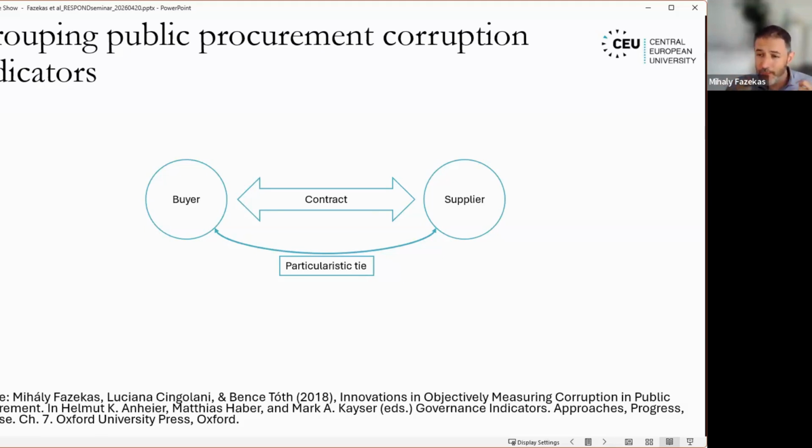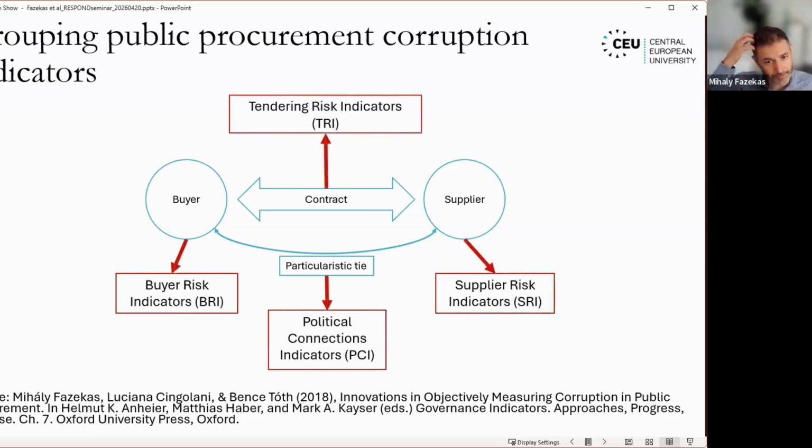But some sort of informal, personalized relationship, which goes beyond the formal contract, which is enforceable at courts, versus a personal particularistic tie, which is not. Now, why I like this framework, not because it tells anything new to people who understand public procurement a little bit. Why I like this framework is that it helps us structure the different red flags and the kinds of indicators we can develop.